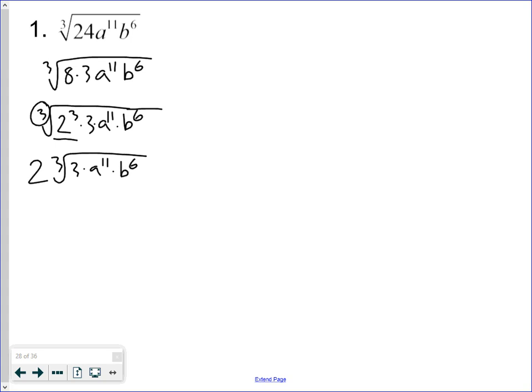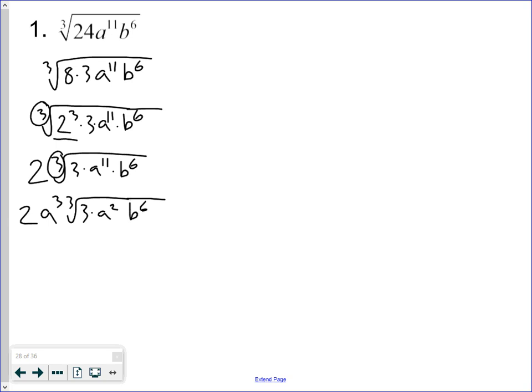Next, we have a to the 11. So we have 11 a's, so we can get a total of 3 groups of 3 a's, right? How many terms we want in each group is determined by your root, and we have a root of 3. So a to the 11, we can make 3 groups of 3 a's with 2 a's left over. If we have 3 groups of a's, we can take out 3 a's, so we have a to the 3rd. And we're left with 3 times a squared times b to the 6th.